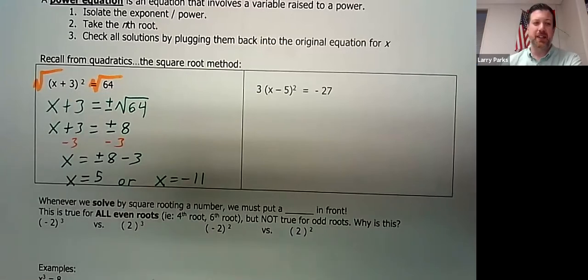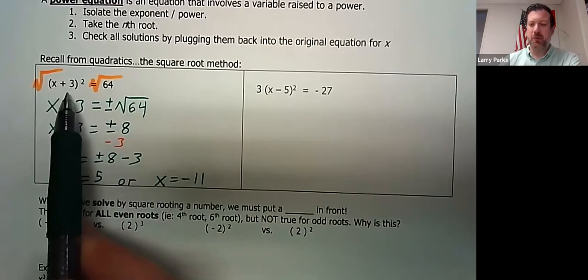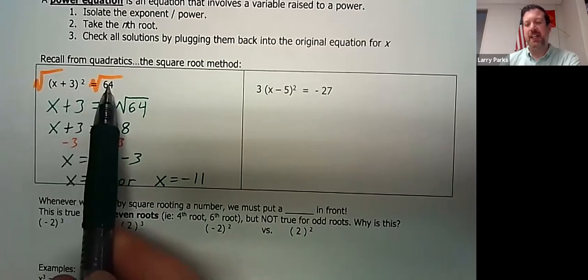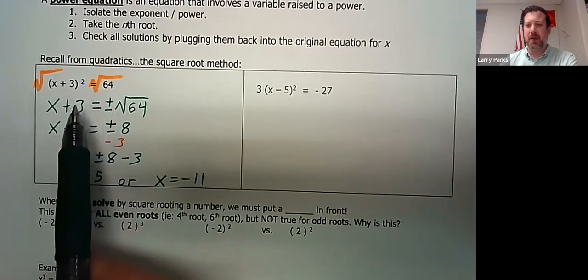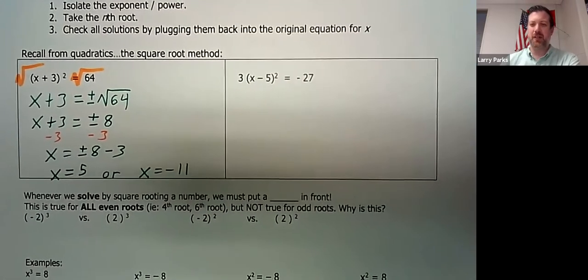So I'm done. Now we already solved these in our quadratic unit. This is what we call vertex form. The vertex is negative 3, negative 64. That's the bottom of the parabola or the top. And so both of these problems should look pretty familiar.